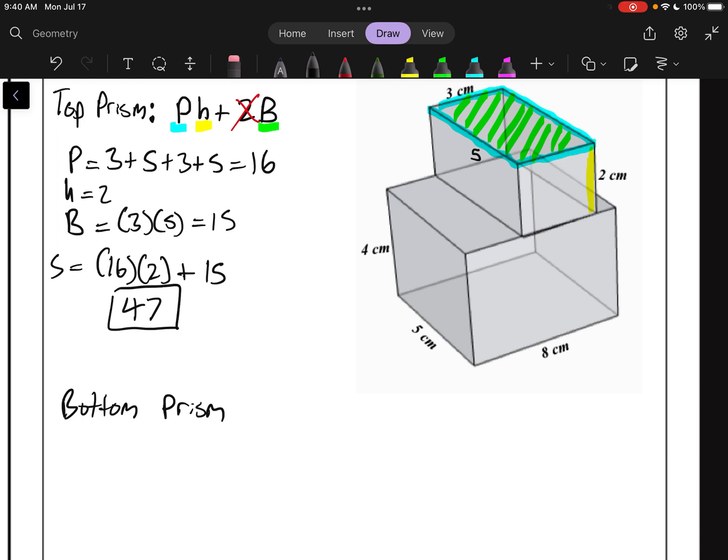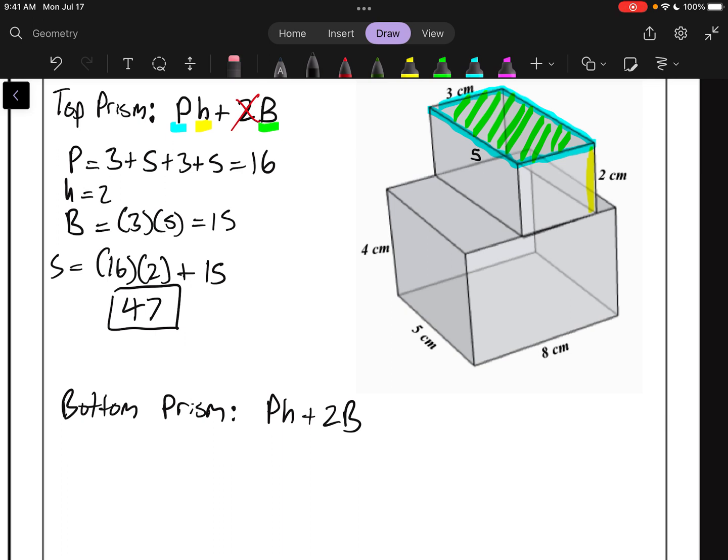Now the bottom prism is going to be a little bit trickier. We know that prisms in general are Ph plus 2B, right? But is every side of this bottom prism exposed? And the answer is kind of. Sure, every face on that prism is exposed, but there is one part that is being covered up, right? We're not going to be painting the entirety of this bottom prism.